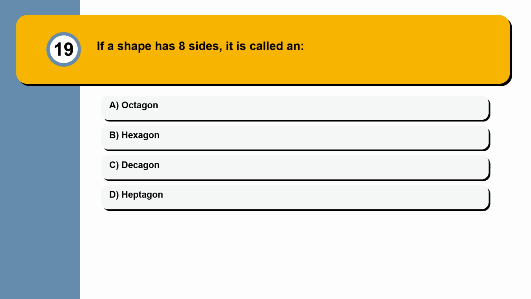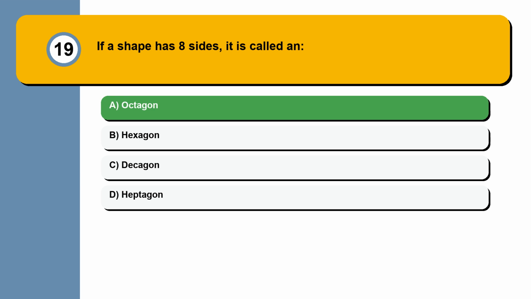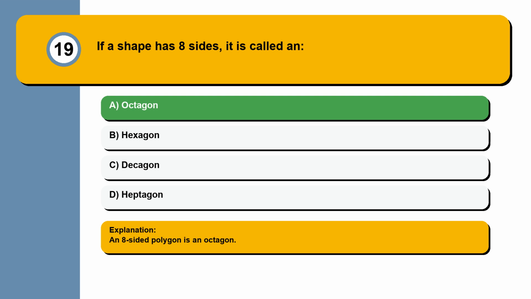Question 19. If a shape has 8 sides, it is called an octagon, hexagon, decagon, heptagon. An 8-sided polygon is an octagon.